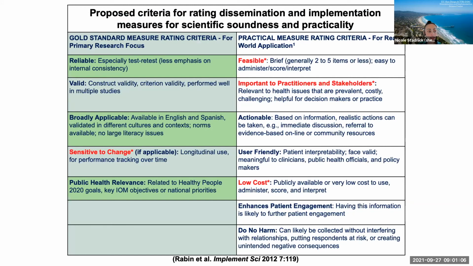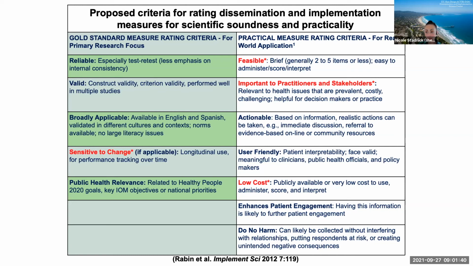Next, I want to move us into pragmatic measures and overall D&I measurement. This slide here shows you a contrast between gold standard measure rating criteria and practical or pragmatic measure rating criteria. And the pragmatic measure rating criteria is really what we're trying to move into in implementation science methods, with the acknowledgement that implementation needs to be responsive, timely, and rigorous.